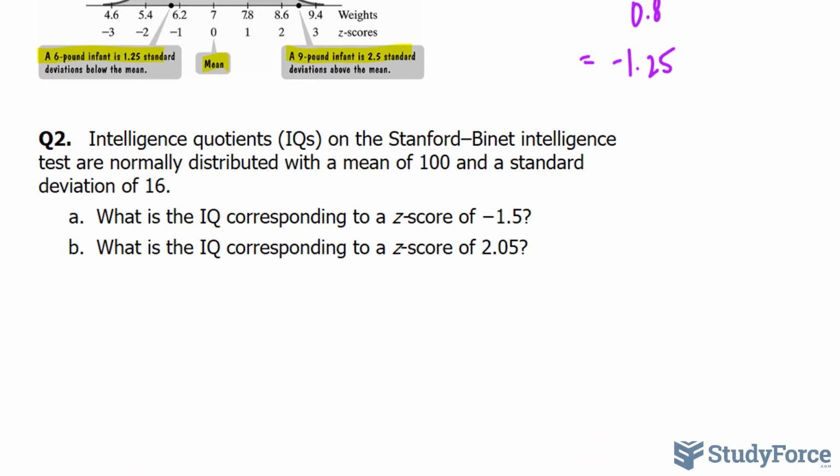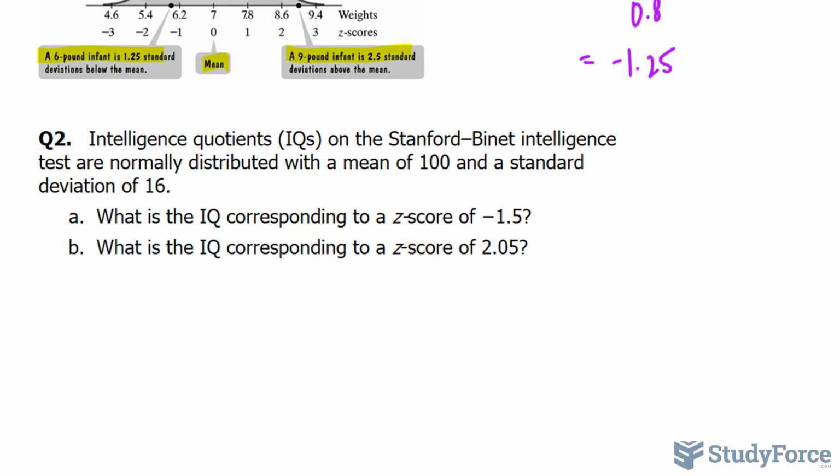Let's move on to question 2. Intelligence quotients on the Stanford-Binet intelligence test are normally distributed with a mean of 100 and a standard deviation of 16. We're being asked, what is the IQ corresponding to a z-score of negative 1.5?